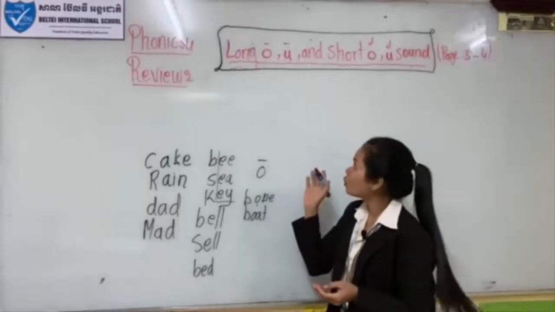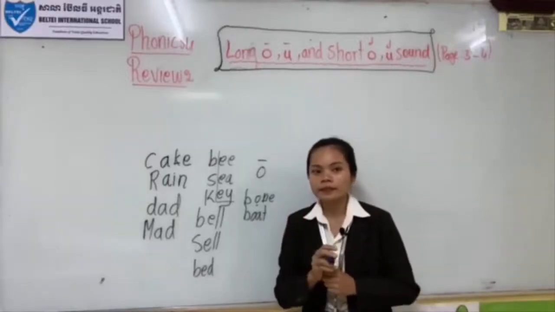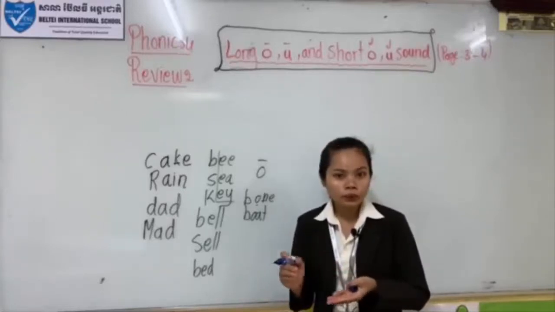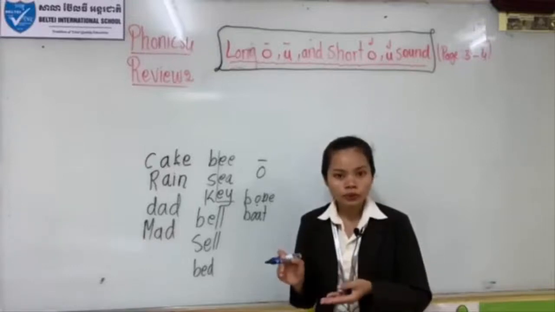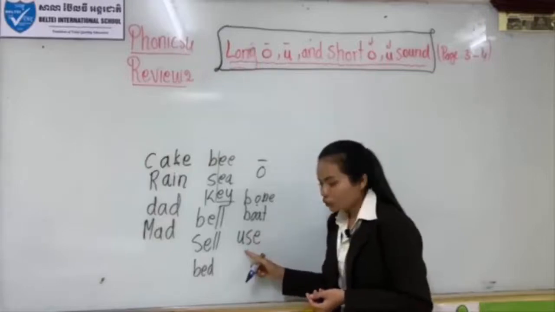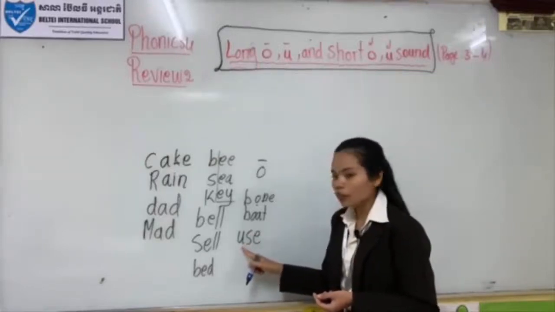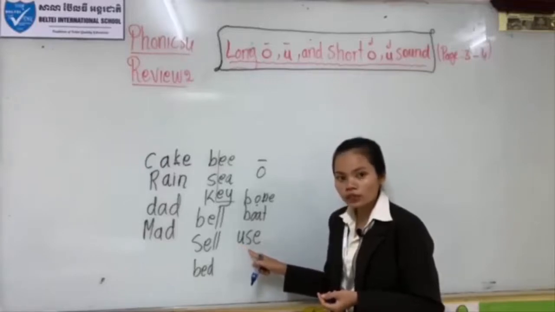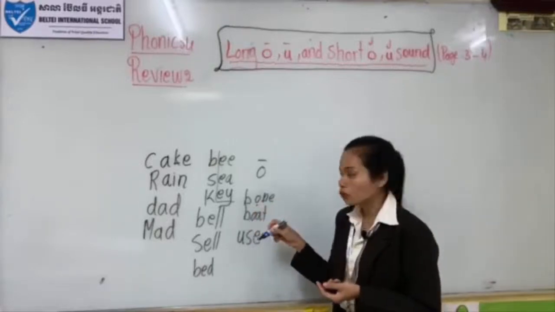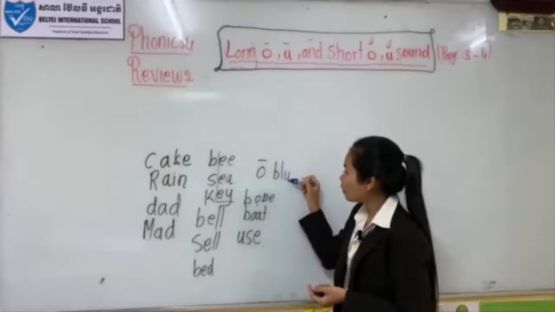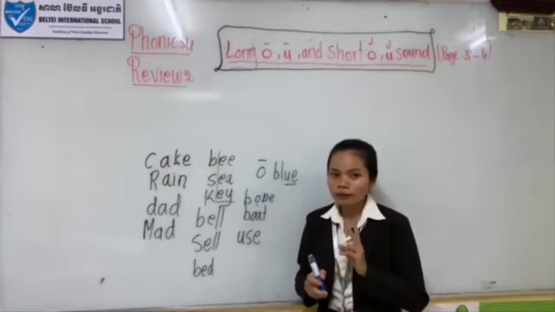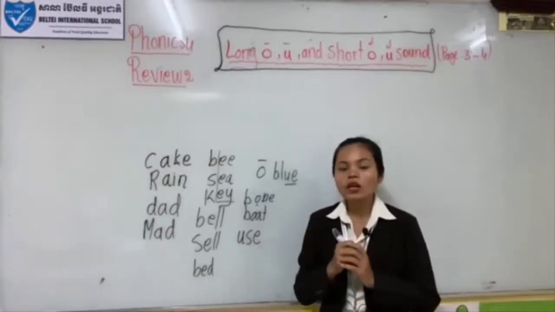Okay. And for the long U sounds, you can hear two sounds. Sometimes you hear U or sometimes U. Example here, use, use. So here you can hear the sound U. But in the other one you can hear another sound U. For example, blue. So for the long U sound, remember it can be two, U or U.